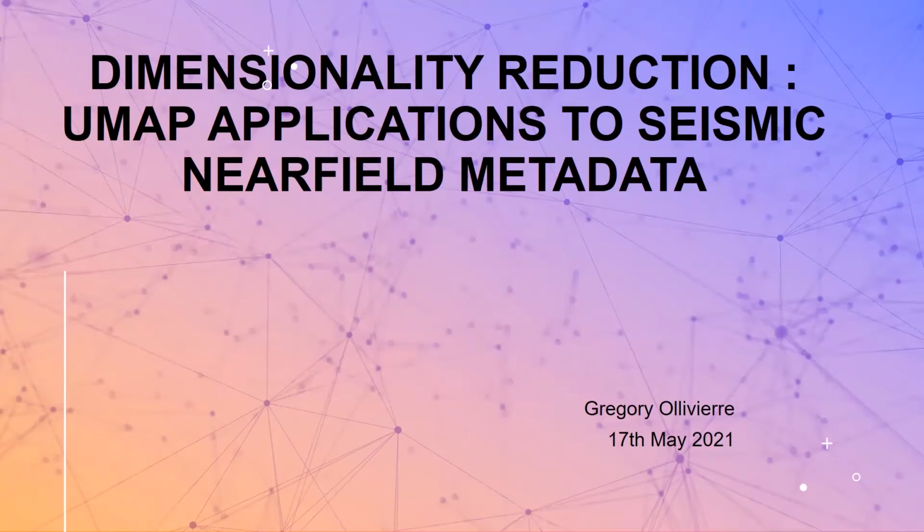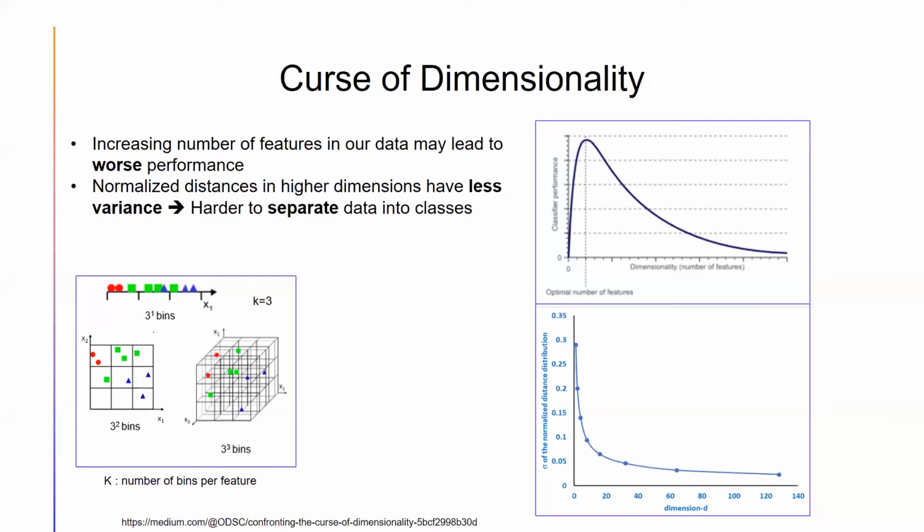Tonight I'll be presenting on dimensionality reduction. Really, I wanted to focus on UMAP, but I'll compare it to PCA and t-SNE because those might be the most common. Apologies if all of this is already known, but on the seismic data side, it may be interesting. Okay, so why dimensionality reduction?